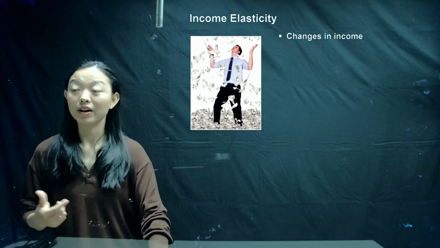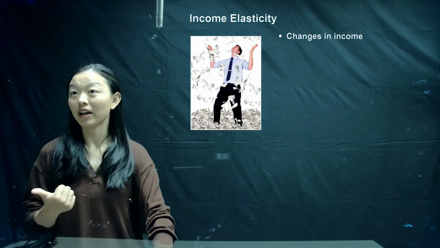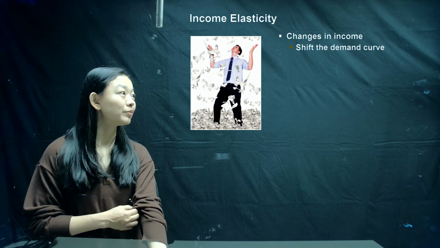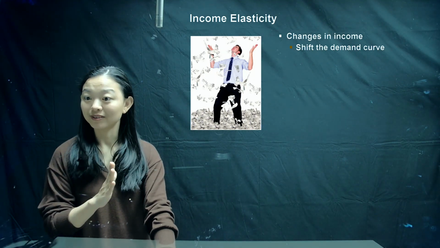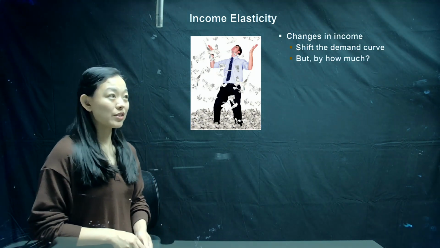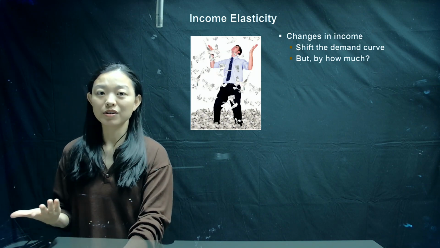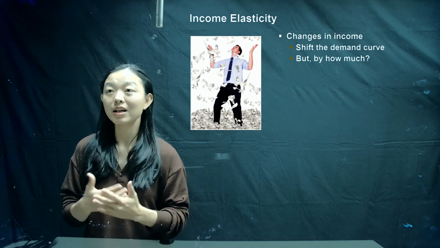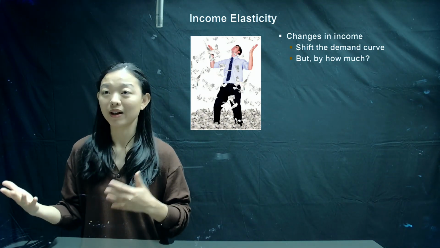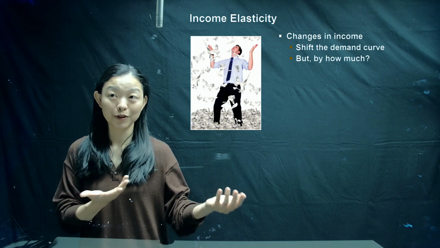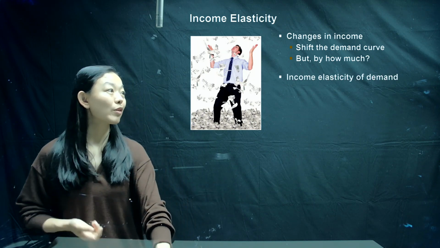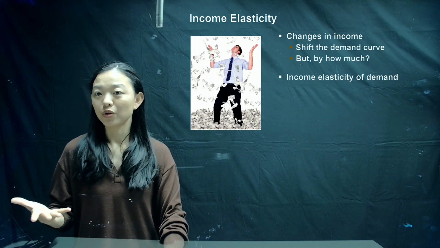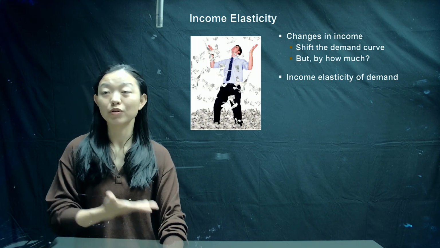As we learned in chapter 4, a change in income will affect consumers' demand for products, right? So it will shift the demand curve, but we never know how much. When income increases, some products we might buy more, but there are some products we might buy fewer. Therefore, income elasticity of demand tells us how much your demand is affected when your income changes.